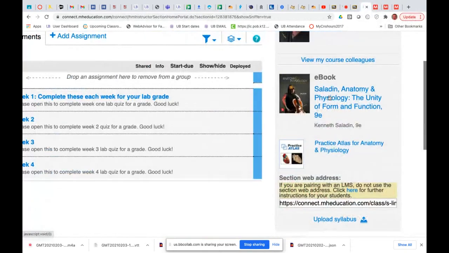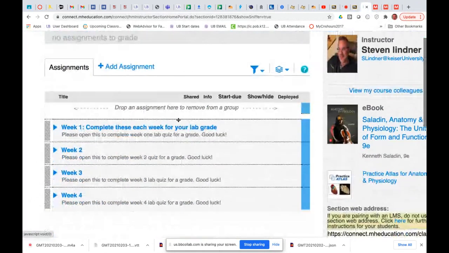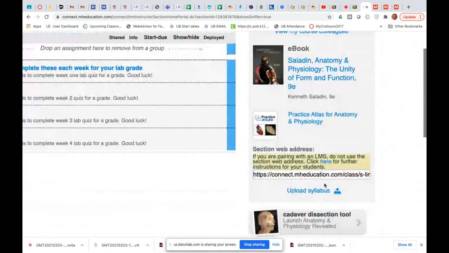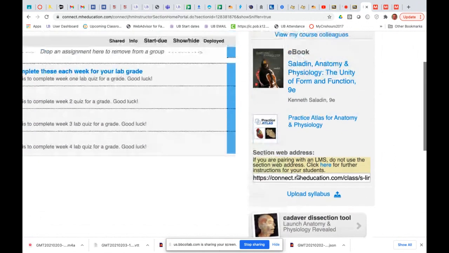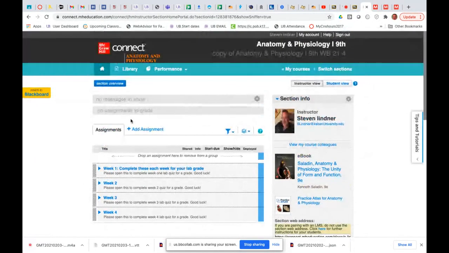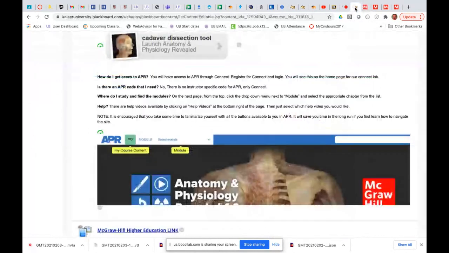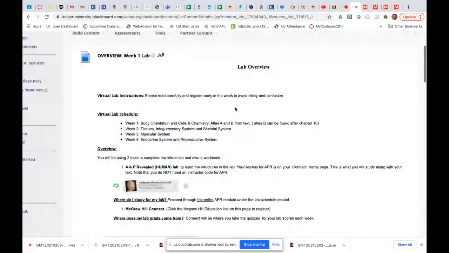All right, let's go back in here in Connect again to just review. Your quizzes are taken here, but when are you going to do the quiz? You don't want to do it right away. You have to review the information. So what are you going to review? The APR, that's the cadaver dissection tool, and you're going to review Saladin, the ebook, Atlas A and B. Okay? All right. I think that pretty much covers some of the basics for week 1. Let me just see if there was anything else.